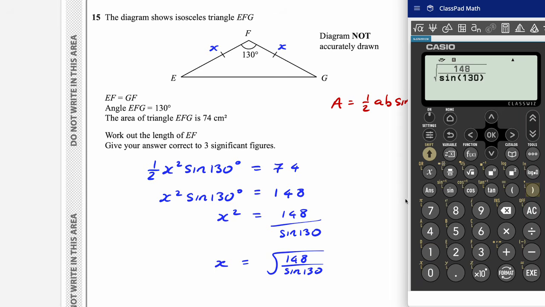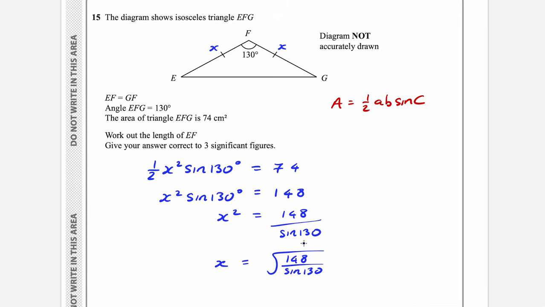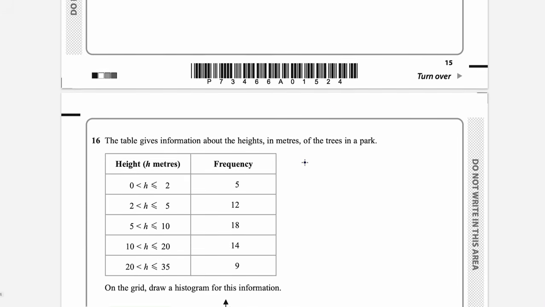130. I am in radians, guys. I need to make sure I'm in degrees. Okay. And then press enter. I get 13.899, or because of the 6, I'll just round it to 13.9, and he wants 3 significant figures anyway. So 13.9 is the answer. Okay, question 16.